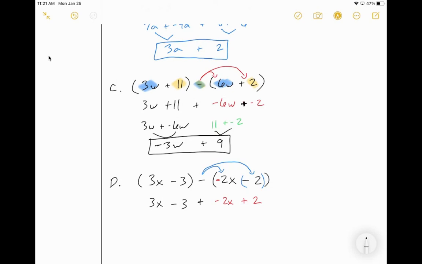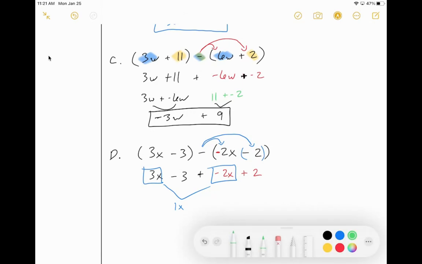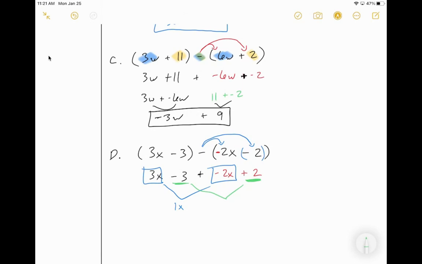Okay, so now let's see how it works. Let's do our box method or whatever it is, right? Let's do 3x and negative 2x. That's going to give me 1x. And then a negative 3 and a positive 2. Those guys combine to give me a negative 1. So there's my answer. 1x minus 1, or x minus 1. What do you guys think?